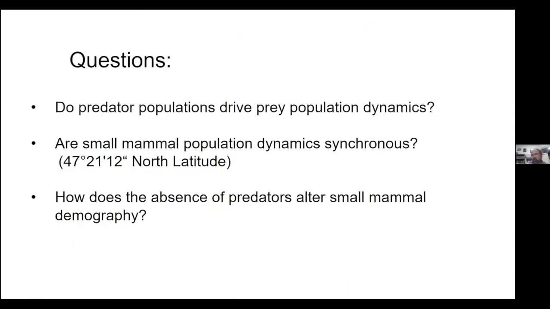So there are 3 broad questions we're going to be addressing here today, and much of this work was originally set up to look at the first. Do predator populations drive prey population dynamics? So that would be assuming a top-down model. Are small mammal population dynamics synchronous? And this has again been debated, population cycles, synchronicity in populations.